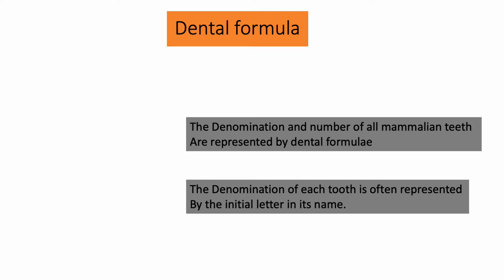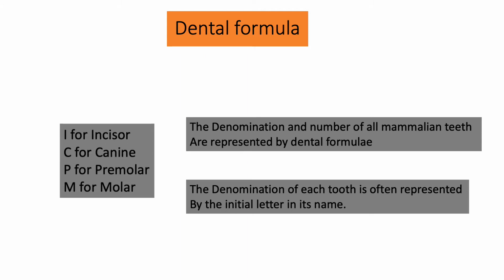How does denomination play an important role? Denomination of each tooth is a representation of the tooth by its initial letter. For example, if we take incisors, capital I is the denomination of that tooth. Canine is C, premolar P, and molar will be M. So that is about the denomination.